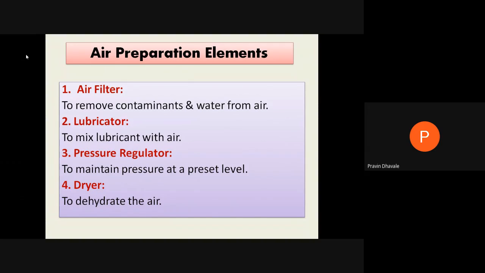Are you getting this point? Air preparation elements, समजतं का?